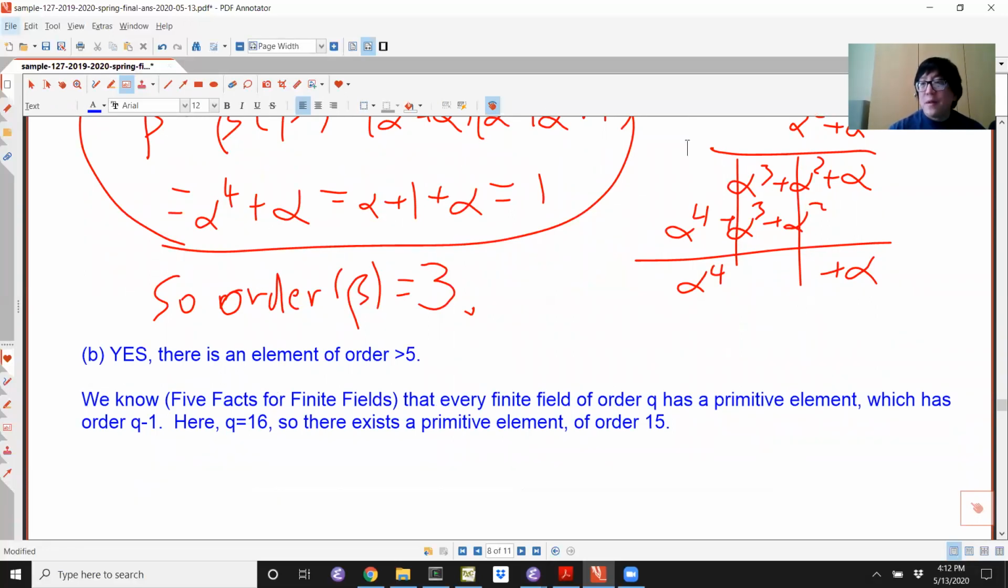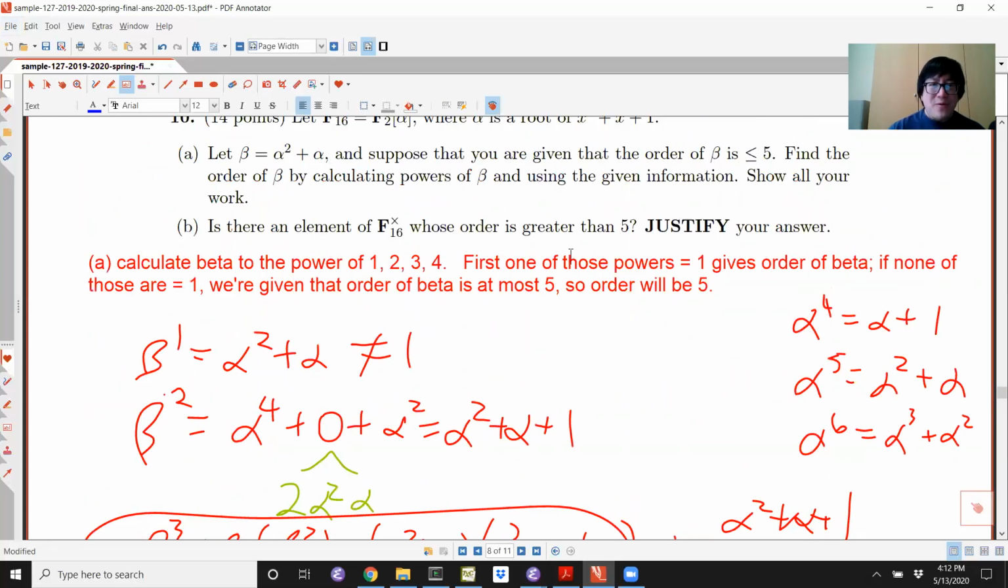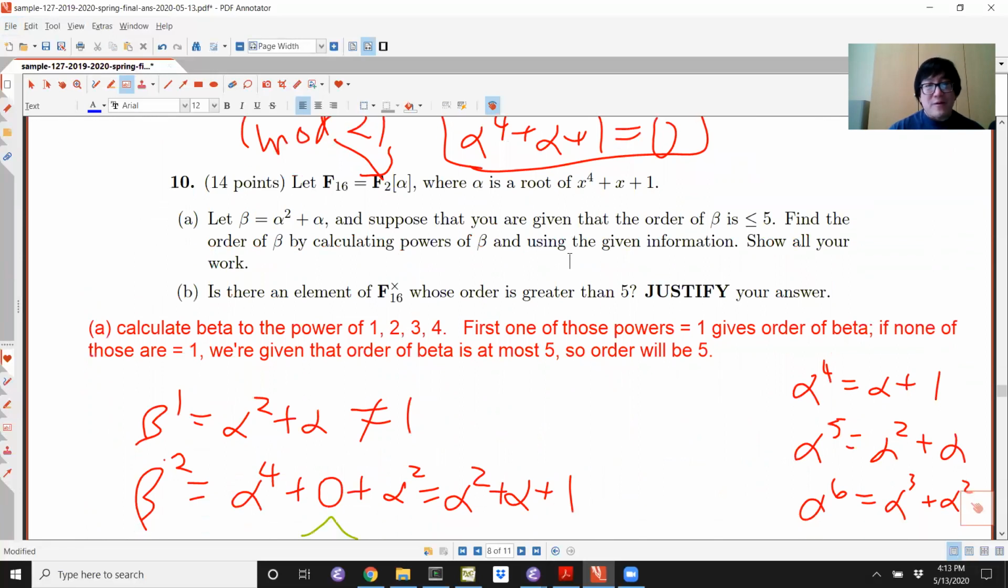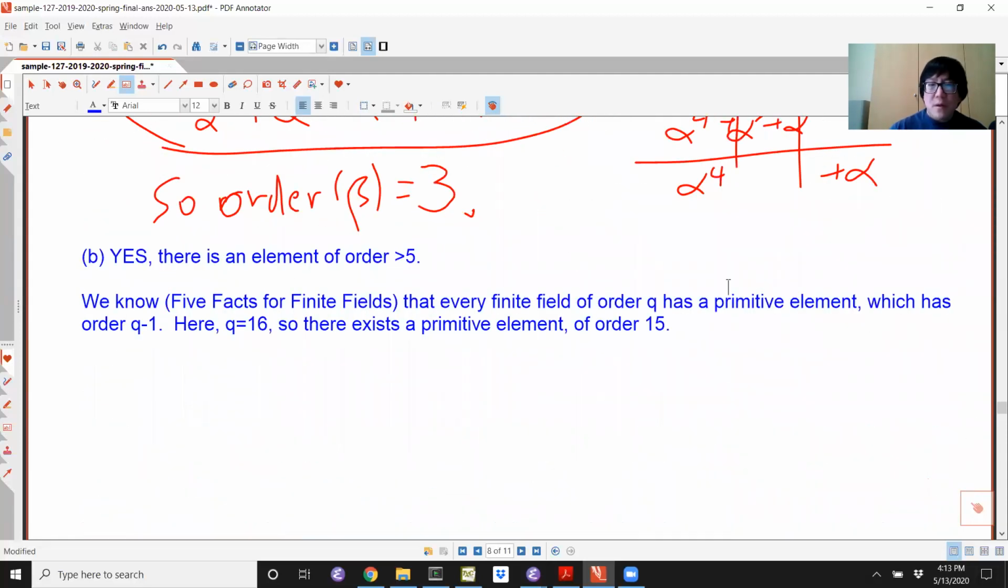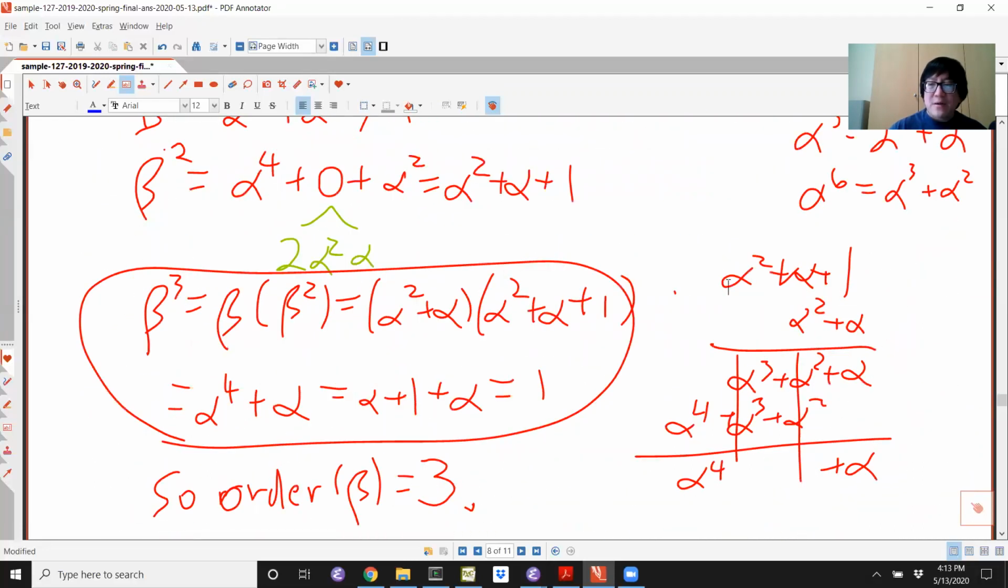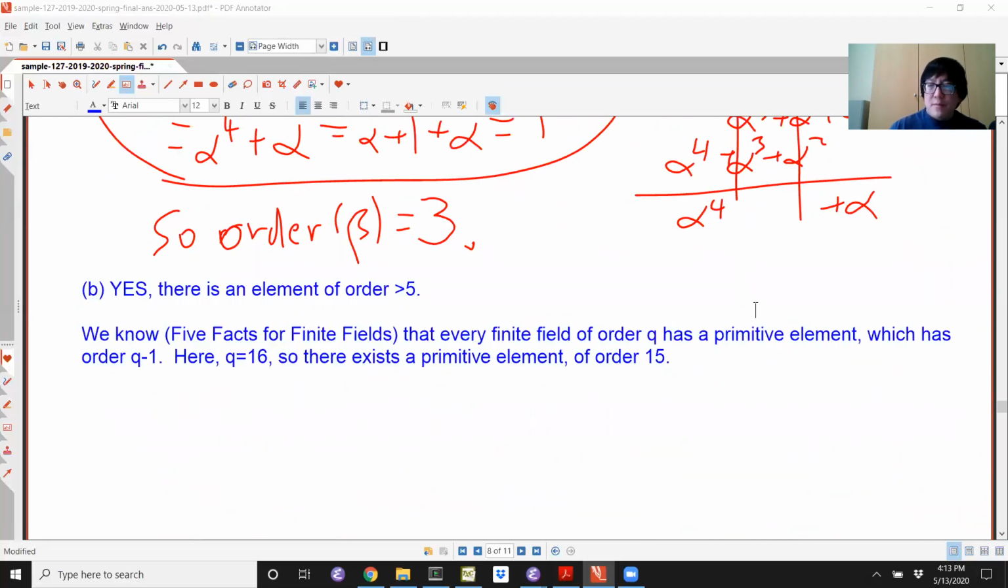There are actually lots of them, and in fact, those are the only elements of order greater than 5, because the orders of elements of the multiplicative group of F16 all divide 15. So the only possible orders are 1, 3, 5, and 15, and so yeah, those are all primitive elements. Okay, so problem 10, good. That was it.